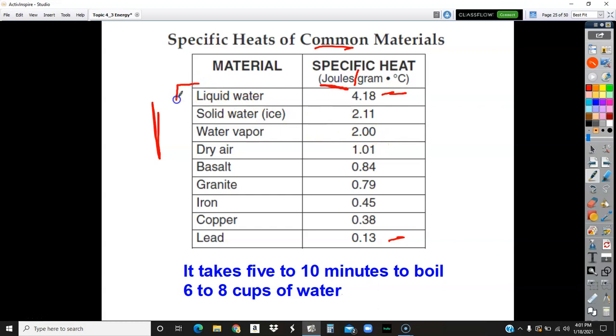So you can see right away the first 3 things are water in the 3 phases: liquid water, solid water, and then gas water, water vapor. Then you have air, but this is dry air, no moisture in the air at all, 1.01 joules. Basalt, which is a type of rock, that's an igneous rock. We'll get into rocks later on in the year. So that's 0.84 joules. Granite, which is also a type of rock, 0.79 joules. And then you have a couple of metals at the bottom, iron, copper, and lead. Very low specific heat numbers. Iron is 0.45 joules, copper is 0.38 joules, and lead is 0.13 joules.